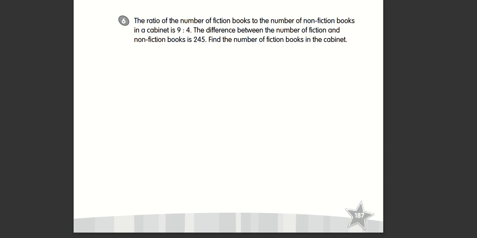This is ratio series word problems, level 2 question 6 from 5A workbook, page 187. Let's take a look at this question. It says here the ratio of the number of fiction books to the number of non-fiction books in the cabinet is 9:4. The difference between the number of fiction books and non-fiction books is 245. Find the number of fiction books in the cabinet.